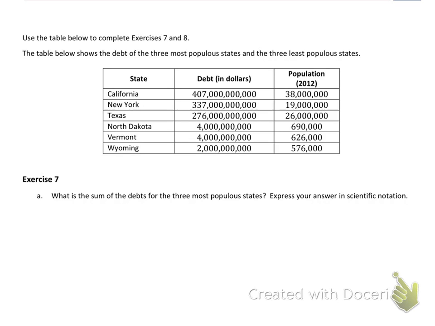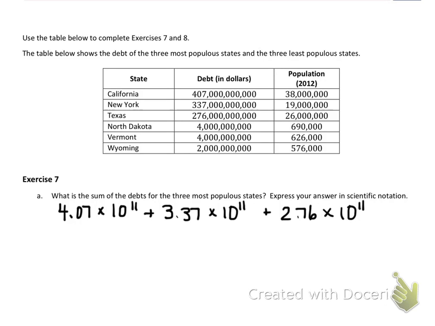Okay, now we're going to go through these exercises and look them over. If you want to just do this with the teacher's notes, that's fine too. But I'll go through just some explanation of how we can use the scientific notation here. So for this first one, exercise 7, we wanted the sum of the debts of the 3 most populous states. So that would be California, New York, and Texas. And these are the debts written in scientific notation.